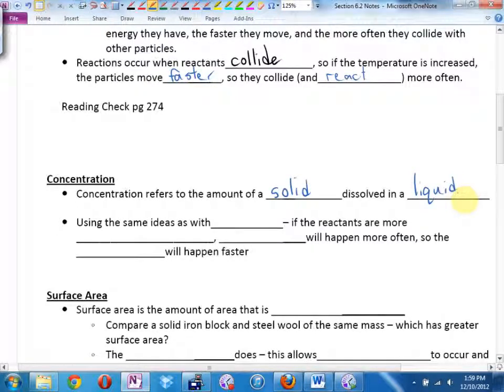It's the same idea as temperature, in that if the reactants are more concentrated, collisions will happen more often, and so the reaction will happen faster. And have you ever used a pressure cooker? That's what you're doing there, increasing the pressure.